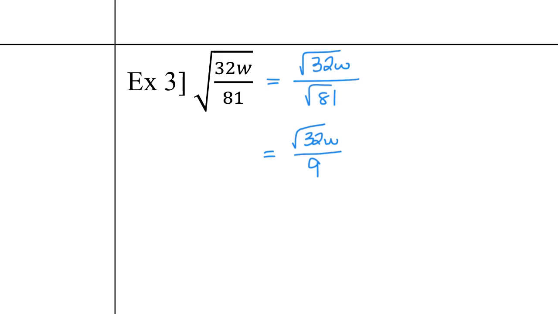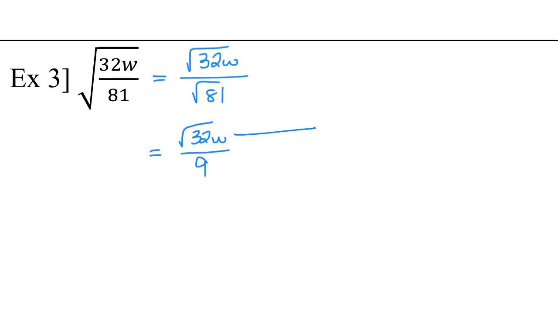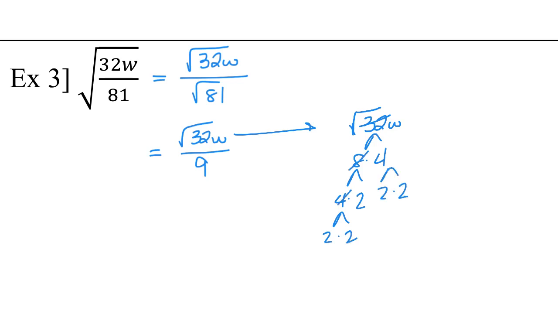Now what we have to worry about is simplifying the numerator. So I'm going to come to this side, and I'm going to simplify my numerator, square root of 32w. 32 breaks down into 8 times 4, 4 times 2, 4 breaks down into 2 times 2, this 2 breaks down into 2 times 2, and all I have is a single w. So since this is a square root, we're going to look for pairs. So I see 2 pairs of 2's and I don't have a pair of w's. So this 2 and this w must stay under the root.